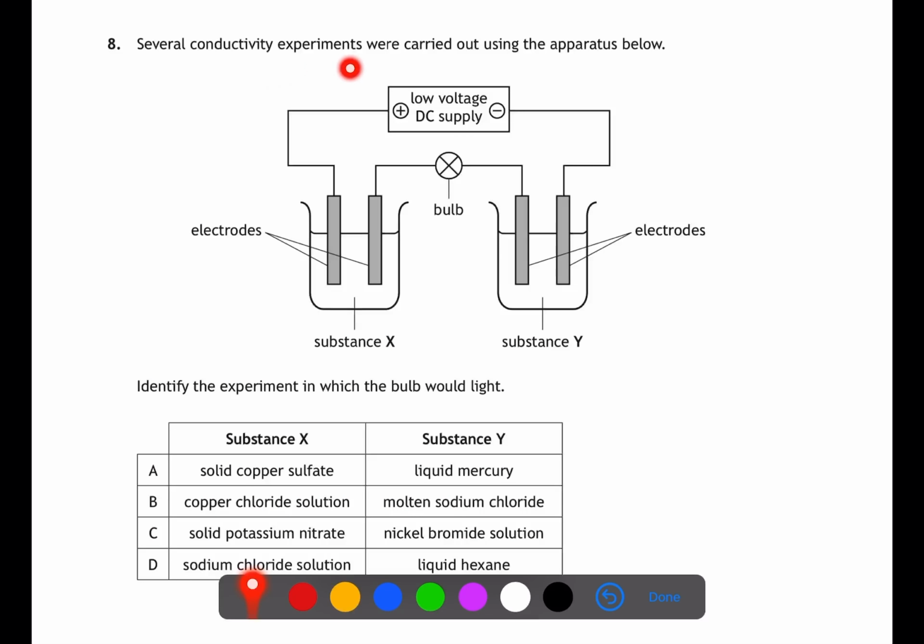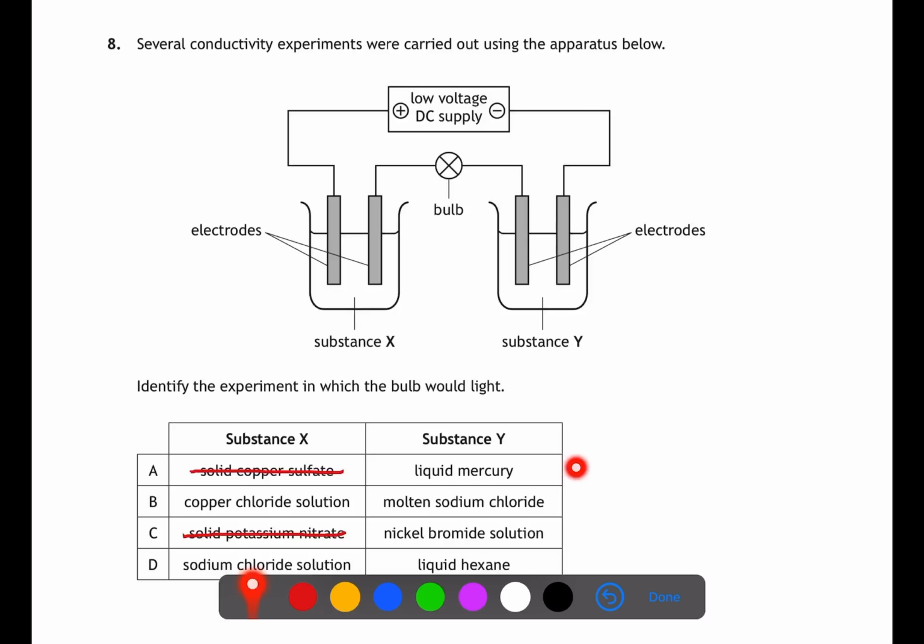Several conductivity experiments were carried out using the apparatus below. So we have a DC supply here, some electrodes in 2 beakers with substances that we're checking for conductivity. We need both of the substances to conduct electricity to allow the bulb to light. Our options for the substances are solid copper sulfate, copper chloride solution, solid potassium nitrate, and sodium chloride solution. These are all ionic substances. For an ionic substance to conduct, it needs to be either a liquid or in solution. This means that the 2 solids will not conduct, so this eliminates A and C.